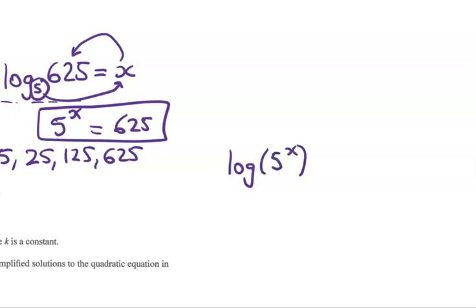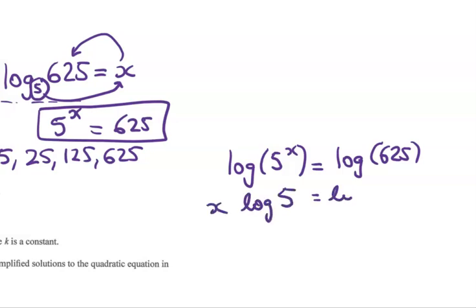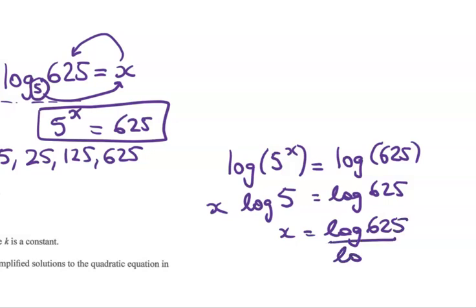So we would go like this. And this log here, I haven't written it with a base, which means that it is implicitly base 10. So we're going to apply our log rules, and we get x log 5 is equal to log of 625. So x is equal to log 625 over log 5. And now you can bung that in your calculator and you'll get out x equals 4.